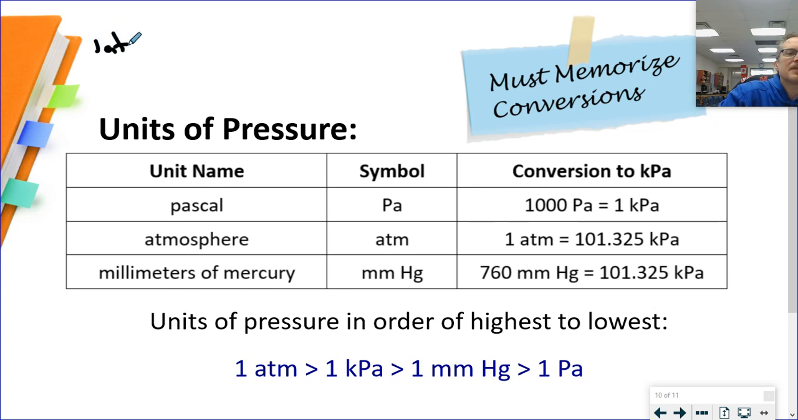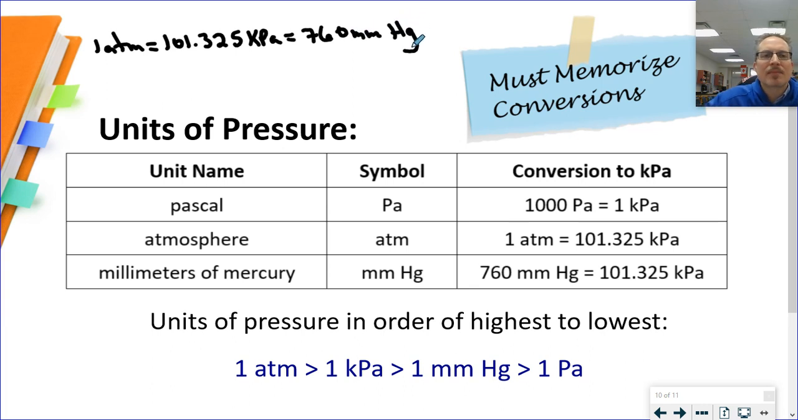1 atmosphere equals 101.325 kilopascals. And that equals 760 millimeters of mercury. That is the connection we need. This is no different than knowing that there's 60 minutes in an hour, 24 hours in a day. That's the connection there. This is the connection here, which means if I convert all of these to one, you will see that 1 atmosphere is greater than 1 kilopascal.